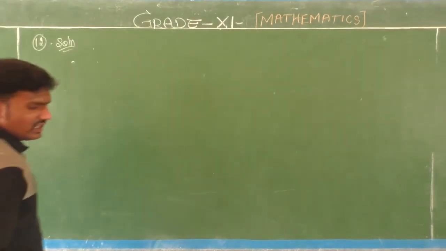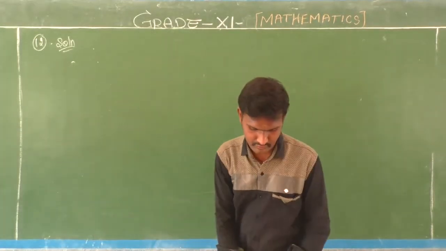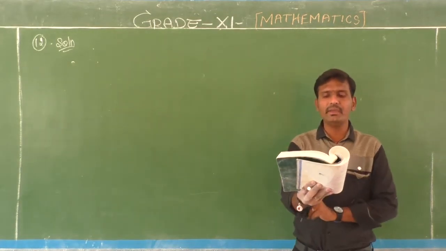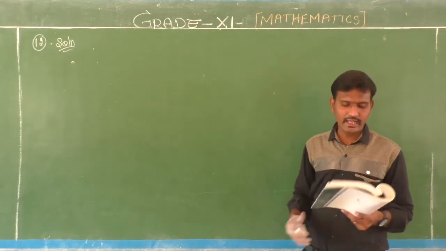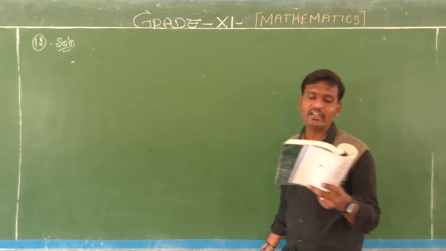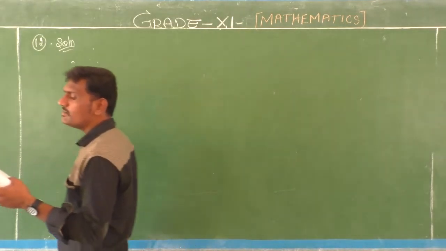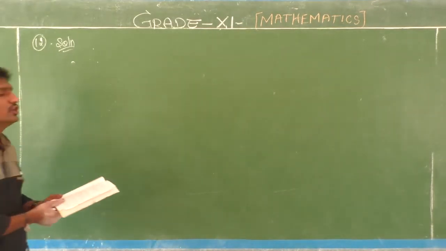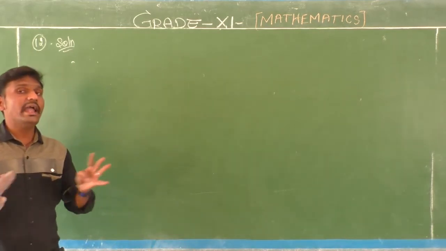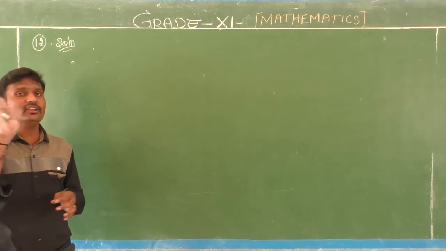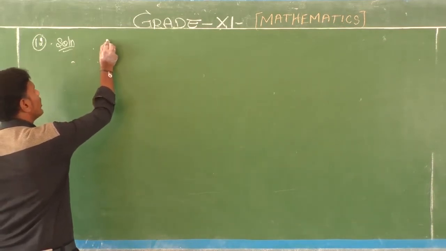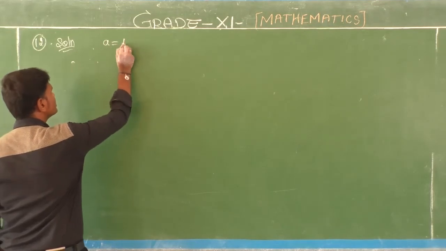So students, look at question number 12. The sum of the first 4 terms of an AP is 56, and the sum of the last 4 terms is 112. If its first term is 11, find the number of terms. So here they are giving the sum of the first 4 terms and the sum of the last 4 terms. What is given? The value of the first term a is 11.